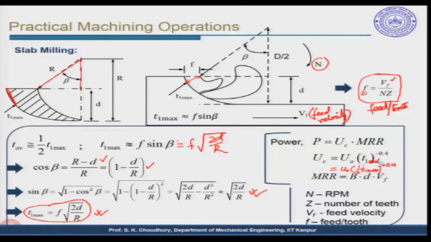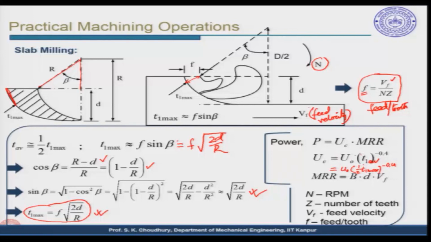Okay. So, this is the difference between the turning and the milling process, because here the T1 varies from 0 to maximum, as I said. Therefore, half of the T1 maximum is taken as the T1 average, as shown here. So, in this formula of u c equal to u 0 T1 to the power minus 4, this T1 we take as a T1 average, which is half of the T1 maximum.